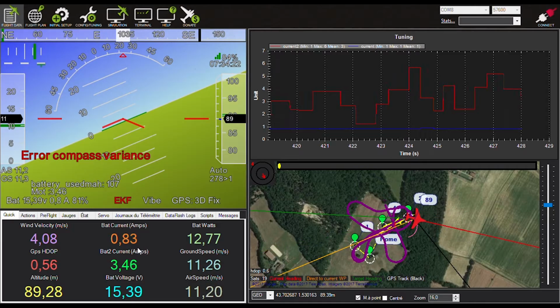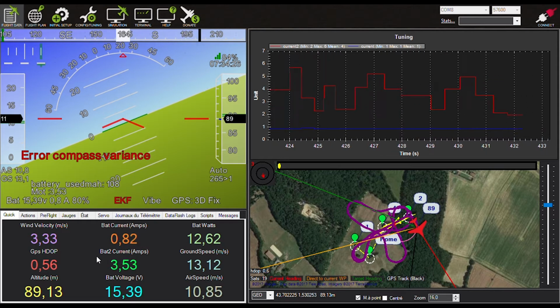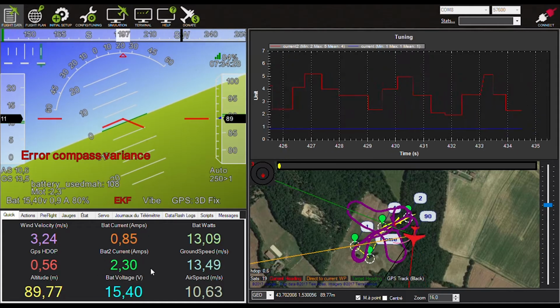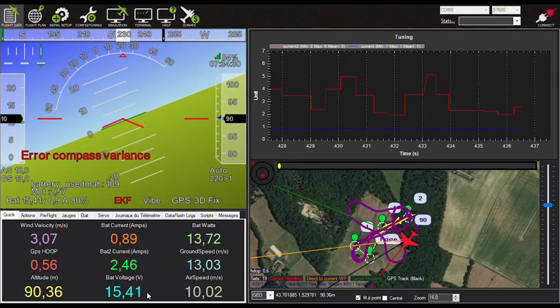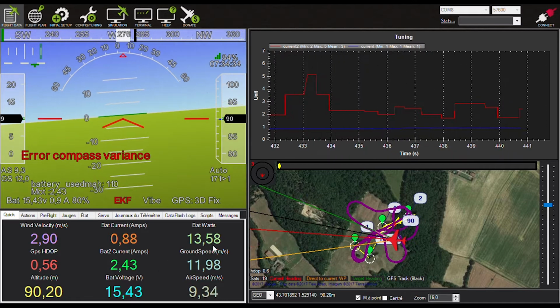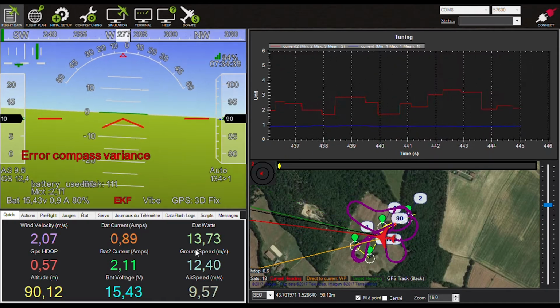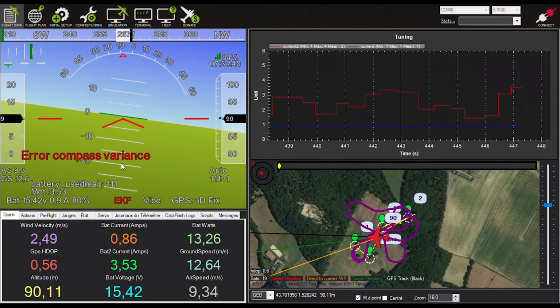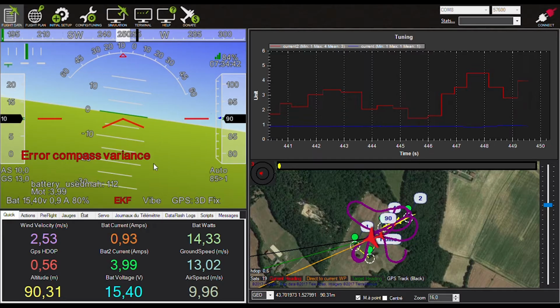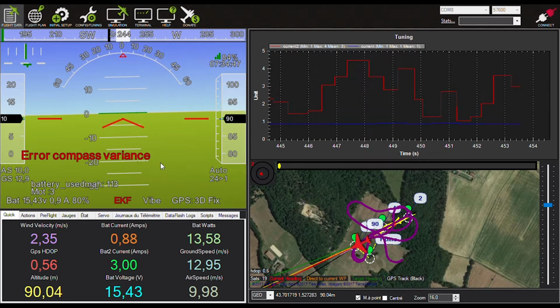Here is the current provided by solar cells. It's few, but it's normal because we are in the morning. The current took from the motor is around 4 amps. It's very good. The battery, it's at 15 volts. We are draining the battery slowly. Everything is okay. We had an error compass variance. The autopilot had disabled the external compass, but the plane fly very well and straight.